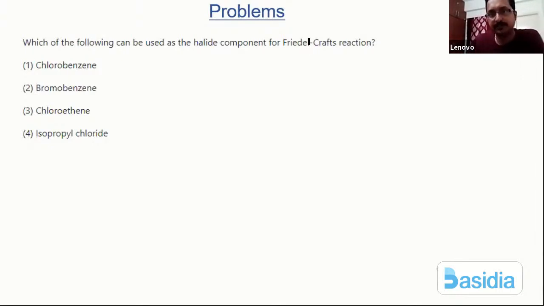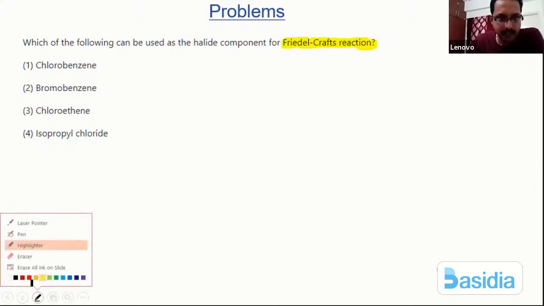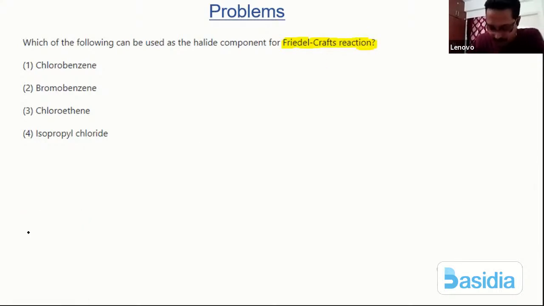Let us go to the next question. This is a nice, interesting question. Again, the question is based on the Friedel-Crafts reaction. You get 30-40 seconds. Please start solving it.